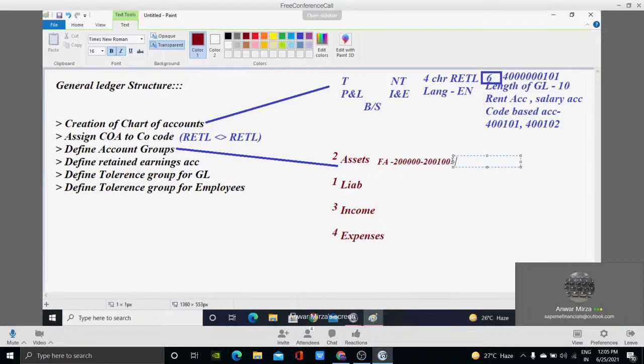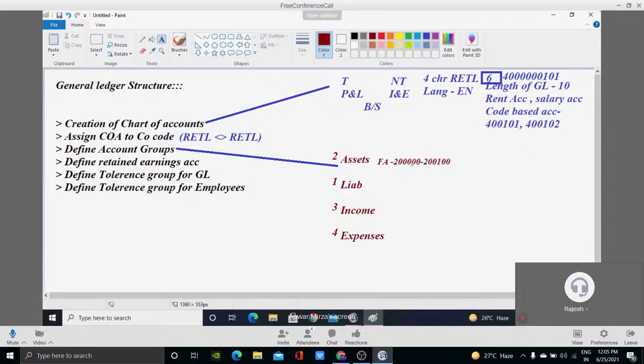If you go to any corporate company, they have not more than 25 to 30. But still, I have given a range of 100. This is just an example. If they say, will you please make it 500? Okay, your duty is just to make it from 2 lakh to 2 lakh 500. See, if you have taken 6 characters, that means in total you have 2 lakh to 3 lakh. The difference between 2 and 3 is 1 lakh. That means you can create 1 lakh accounts in the asset category. Out of that 1 lakh, you have given 100 to fixed assets.